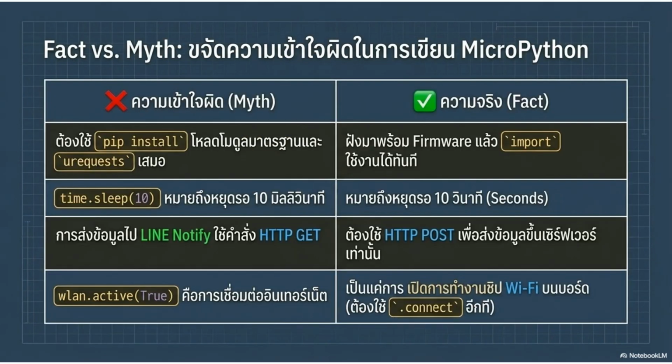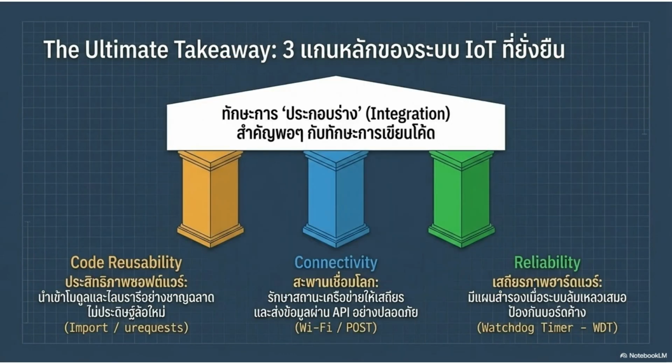This video clarifies common MicroPython misconceptions. You use import instead of pip install, time.sleep(10) is 10 seconds, not milliseconds, and you must use HTTP POST for Line Notify, not GET. The 3 pillars of a sustainable IoT system are code reusability through smart imports, connectivity via stable network and API connections, and reliability ensured by mechanisms like the watchdog timer.